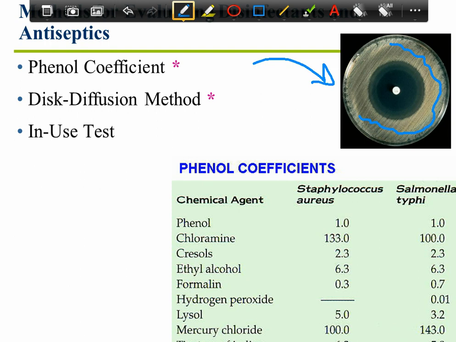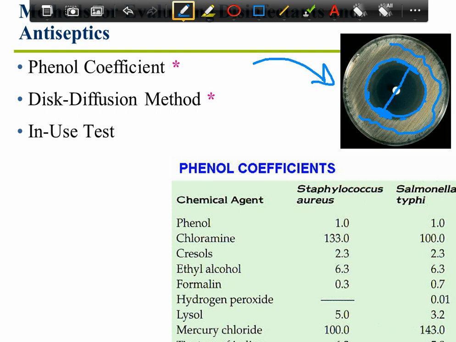And you will notice that there is an area right here where the bacteria are not growing around the disc. This is called the zone of inhibition, and it is the area at which the concentration of the chemical inhibits or kills the microorganism. And we measure this zone from edge to edge. The larger that zone, the more sensitive the microorganism is to the chemical. That's called the disc diffusion method.